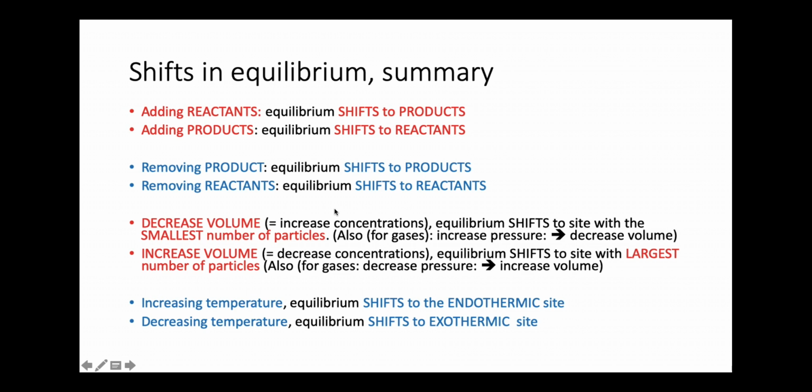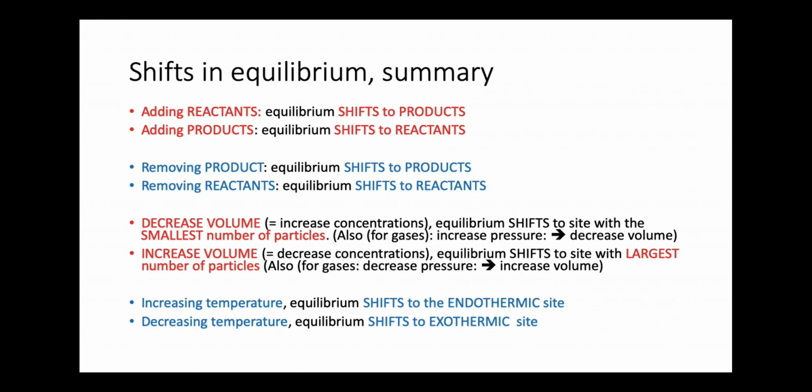Then decreasing or increasing volume. If I decrease the volume, that's the same as increased concentration. Then my equilibrium shifts to the side with the smallest number of particles. So you can remember that: decrease, smallest number of particles. Increase volume, same as decreased concentration. Then it shifts to the side with the largest number of particles. So decrease, smallest; increase, largest number of particles.